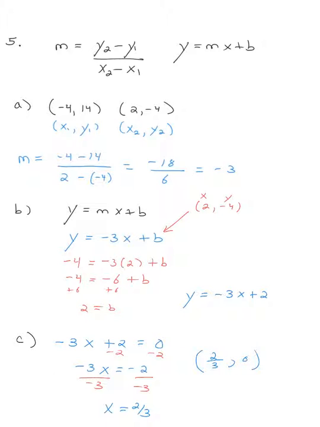2/3 for x corresponds to 0 for y. That's the x-intercept. Whereas in part b, the y-intercept was 0 comma 2. So that's the y-intercept. This is the x-intercept. And that is it for this problem.